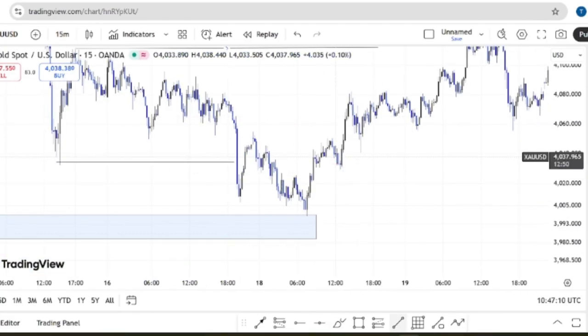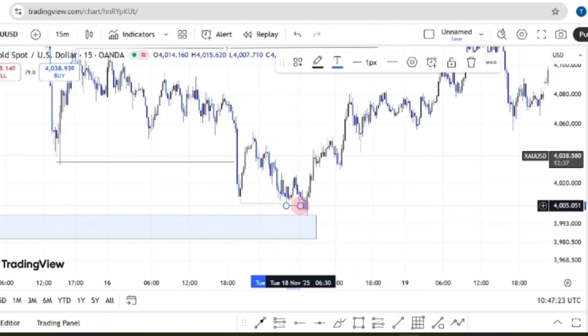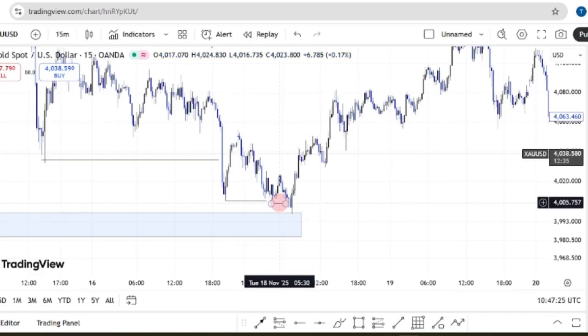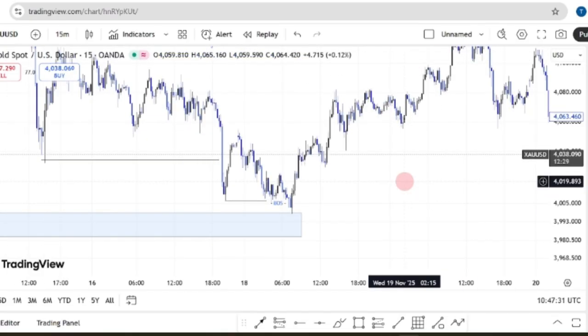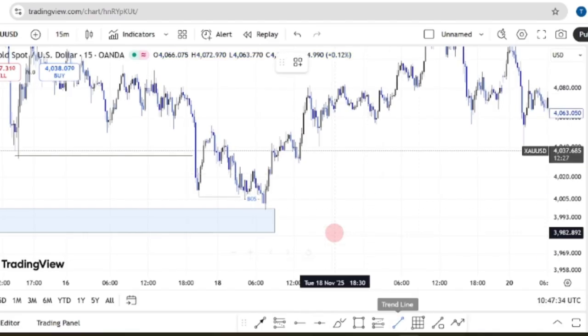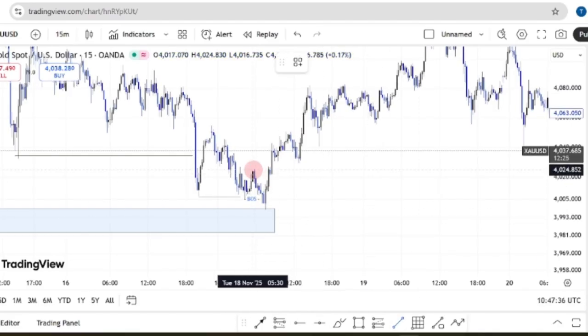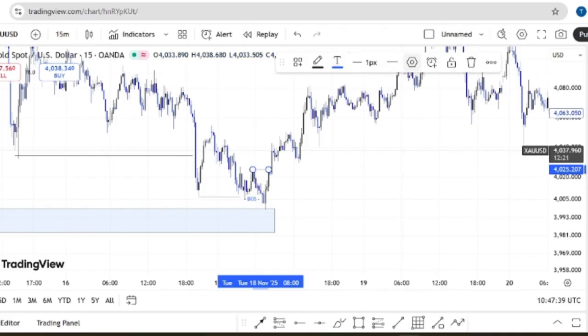Where is my last break of structure to the downside on 15 minutes? This was the last break I had on 15 minutes. And you have this done on 15 minutes. So this is my last break of structure on 15 minutes here. After having this break of structure, what did you see? You notice we have a change of character on the 15 minutes here.